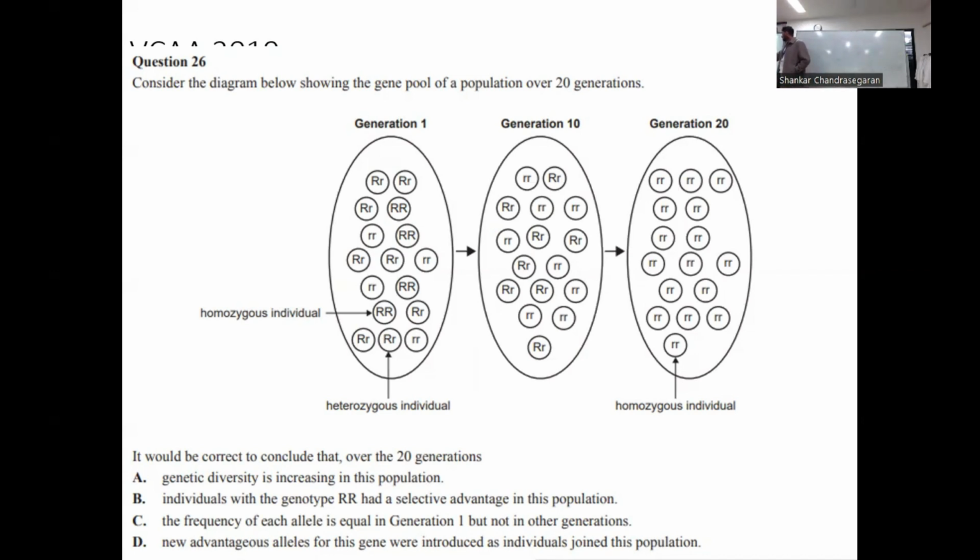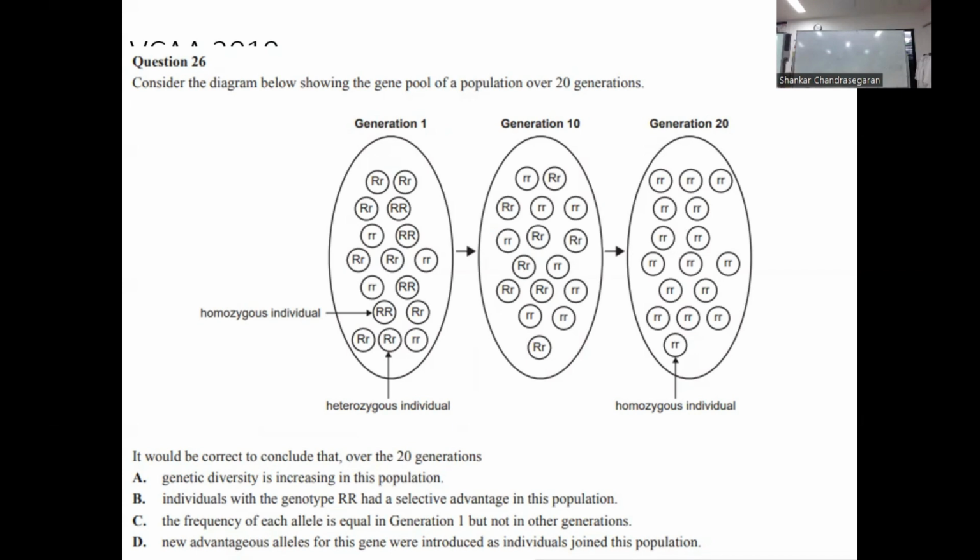Individuals with the genotype homozygous dominant RR have a selective advantage in this population. Does it look like that's the case? No. So let's kick it out. All right, now let's see. Does C make sense? The frequency of each allele is equal in generation 1, but not in other generations. Does that make sense? Maybe. So let's keep it under advisement.